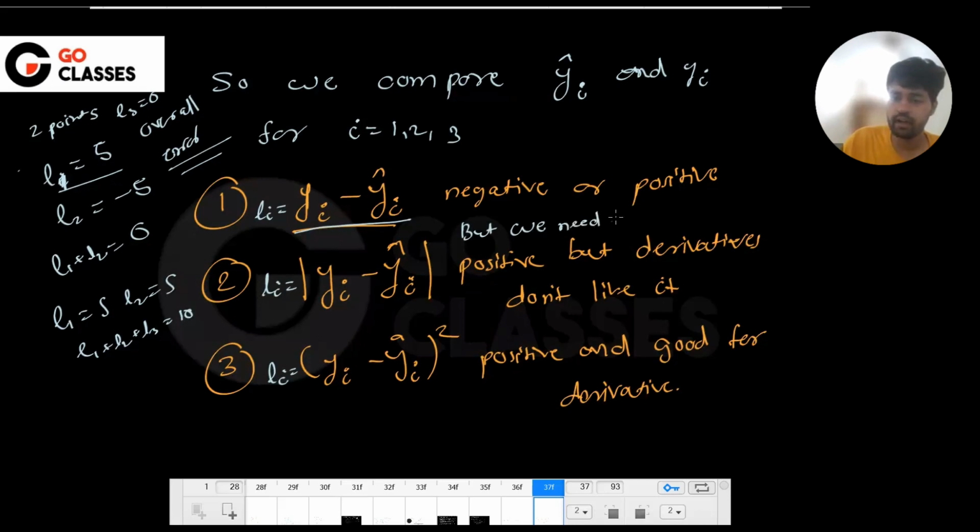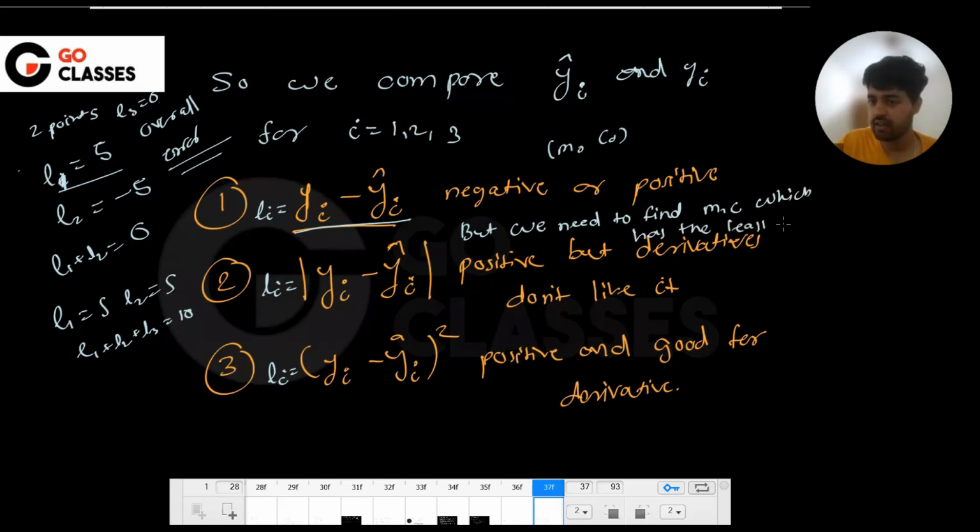we need to find, and we are doing this for some m0, c0, which we already know. We are using it for that. But we want to find the m comma c which has the least error. Our ultimate goal of the optimization is to find the best possible parameter values based on the given data, right? Now I am saying this is my error, or this is my goodness of fit. I want the error to be as low as possible, right?